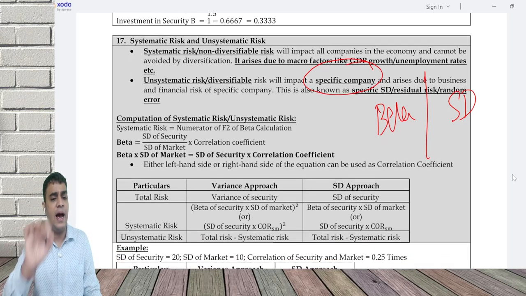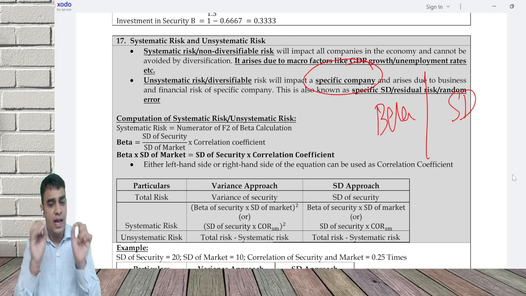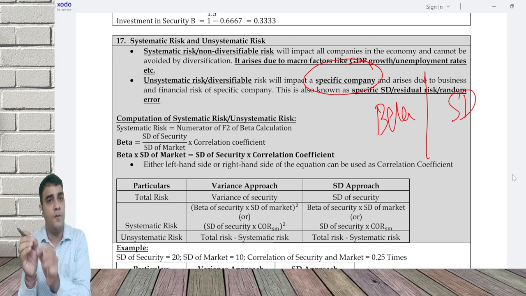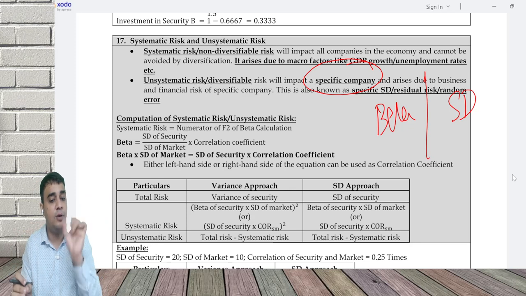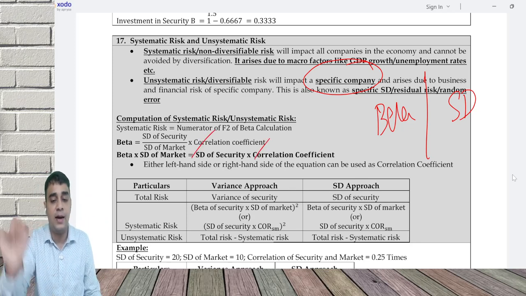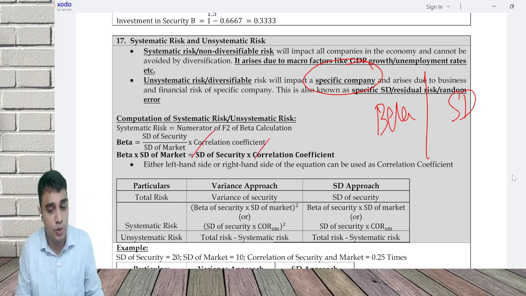How do I calculate? As I said, the numerator of the beta calculation: SD of security into correlation coefficient, you take it to the other side, beta into SD of market. Either the left hand side or right hand side of the equation can be used.